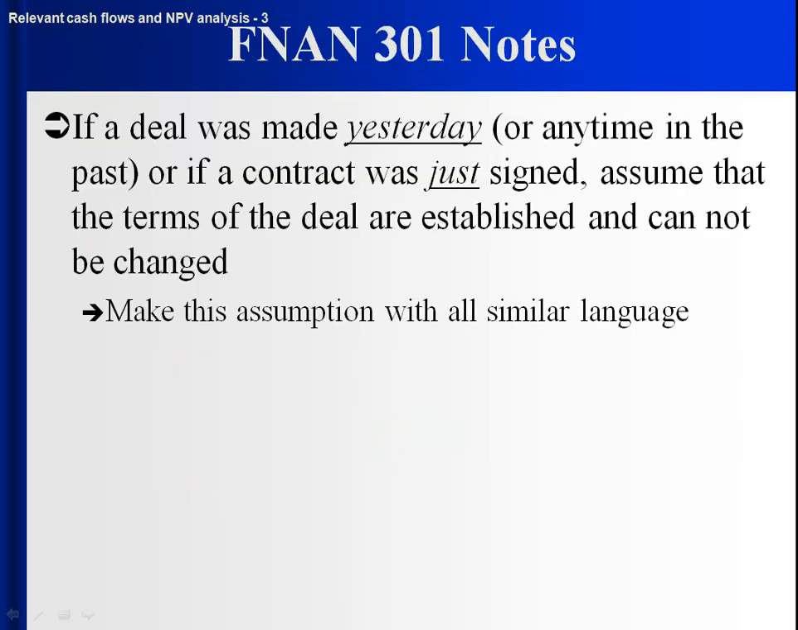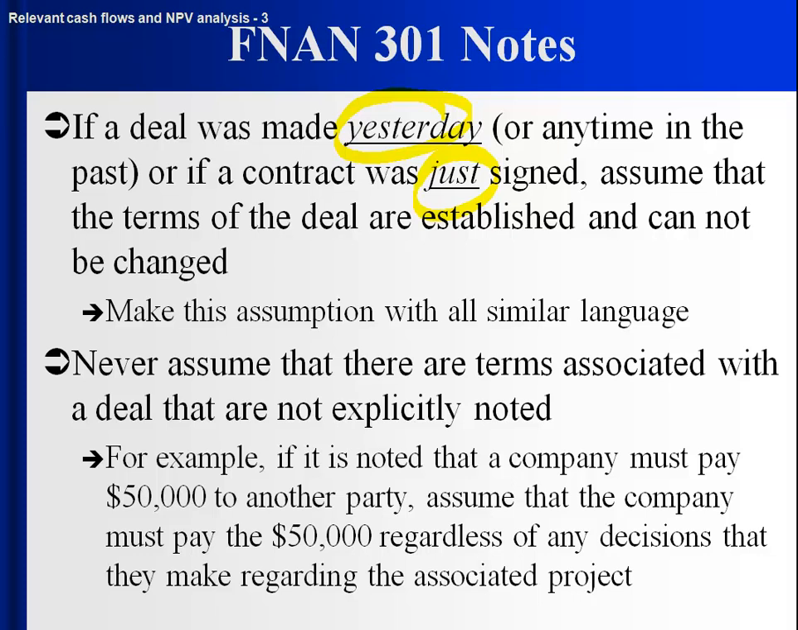A couple of language cues: if a deal was made yesterday, a deal was just signed, assume that the terms of that deal are established and they're not going to get changed. So any kind of similar language that suggests a deal has been agreed to. And again, don't read between the lines. Don't assume that there are terms if there aren't. If it says that a company must pay $50,000 to another party, it doesn't specify whether the project's pursued or not, assume they got to pay it no matter what.